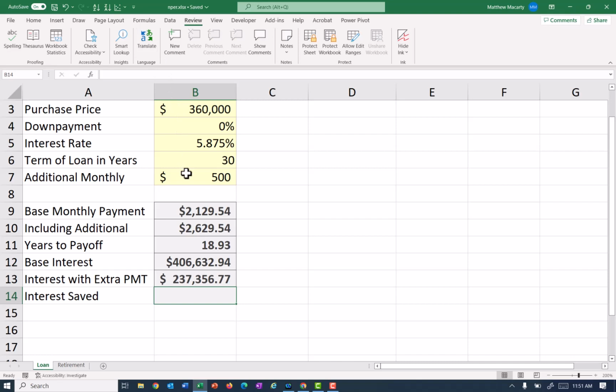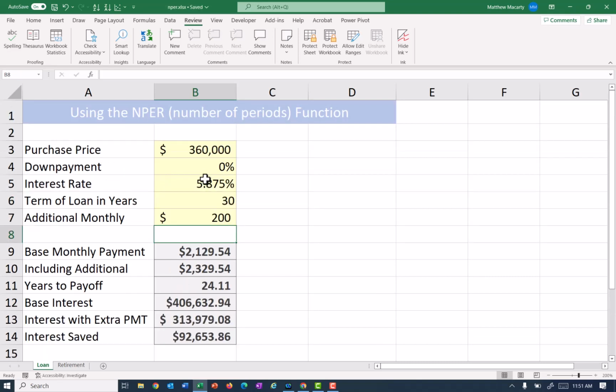And then the interest that we saved is just going to be the difference between these two. So it makes a lot of sense to try to pay this thing off quickly. We save a bunch of financing costs. And maybe if you can't make $500 extra, let's see if $200 is worth it. And yep, it's still worth it. You save over $90,000 in interest there. So hopefully that helps you see how the NPER function works.